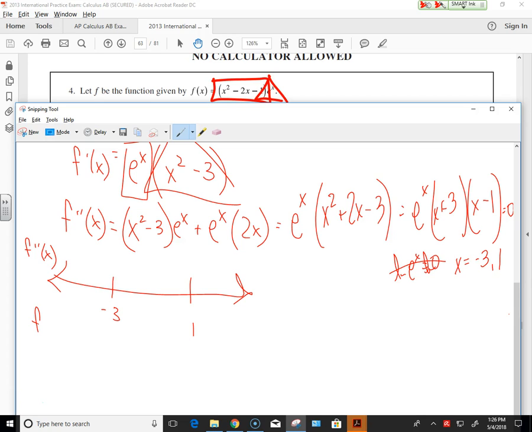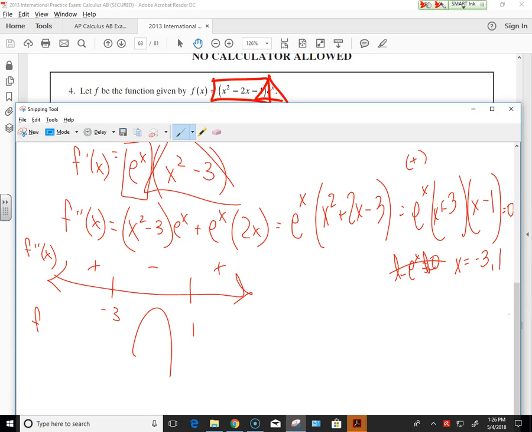If I plug into my second derivative, the nice factored one, e to the x will always be positive, so forget him. But if I plug in negative 4, that's a negative, that's a negative. What's a negative times a negative? If I plug in 0, that's a positive and a negative. If I plug in 2, that's a positive. Where's my concave down portion?